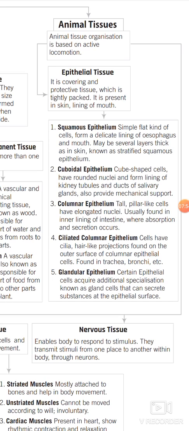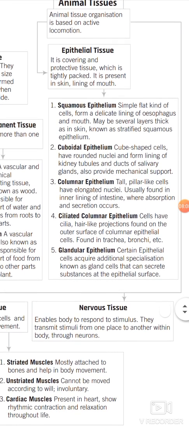Getting it, dear students, such tissues having very thin and very flat cells are called squamous epithelium, and squamous epithelium is mainly present in the lining of the esophagus and the lining of the mouth. But sometimes this squamous epithelium has layer over layer, and that epithelium is known as stratified squamous epithelium, which is present where? It is present in skin.